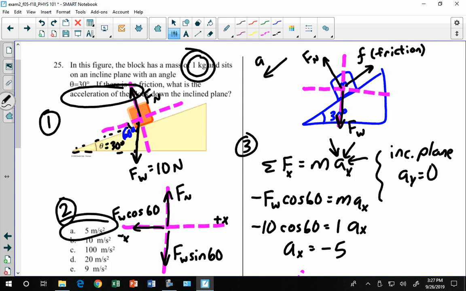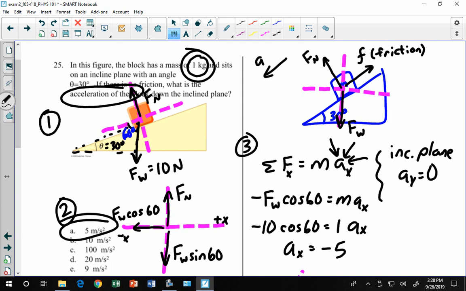Then step number 2, I resolve my vectors. Here I have Fw sine 60, Fw cosine 60. I just broke that vector into its 2 parts and Fn. And then in step 3, I can apply Newton's second law. In this case, I didn't need to write anything about the y-axis just because it wasn't important. It didn't pertain to this problem. I just look at the x-axis.